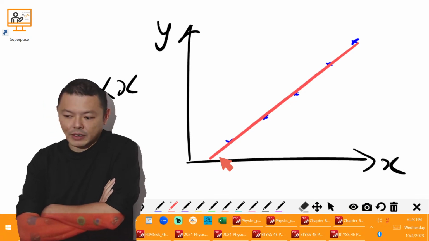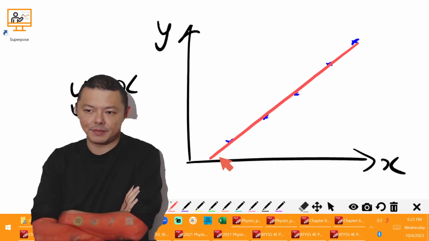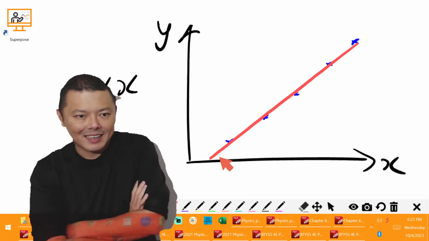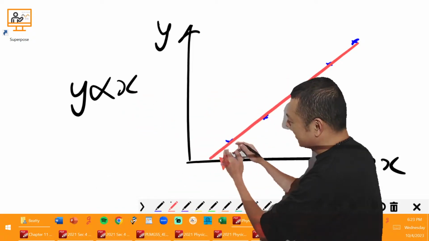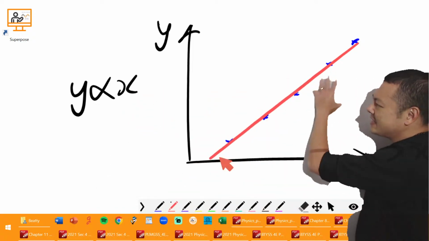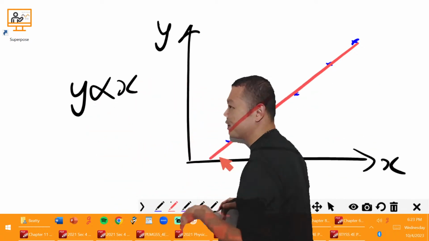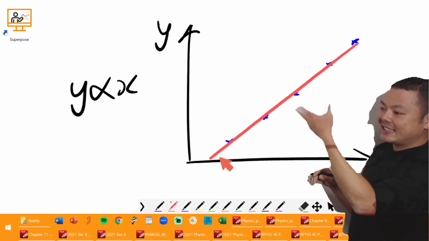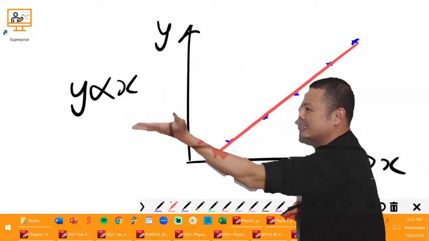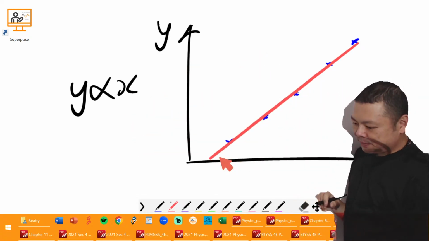Go and see whether or not they ask you to comment on your data and the proposed relationship. You know what I mean? You draw the data points, then you draw the line of best fit. You realize that it doesn't pass through the origin. But then they say the relationship is supposed to be this. Then they ask you to comment on the data as well as the relationship.